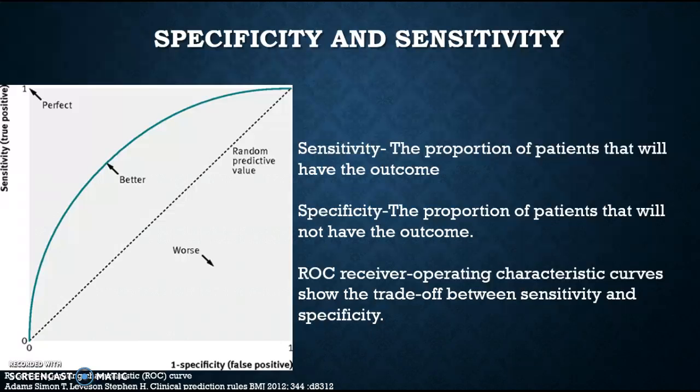If one has high sensitivity, it comes with low specificity. This is shown in the figure to the left, which is a receiver operating characteristic curve, or ROC graph, which shows the trade-off between sensitivity and specificity. As you can see, as specificity goes up on the right, sensitivity goes down, and vice versa.